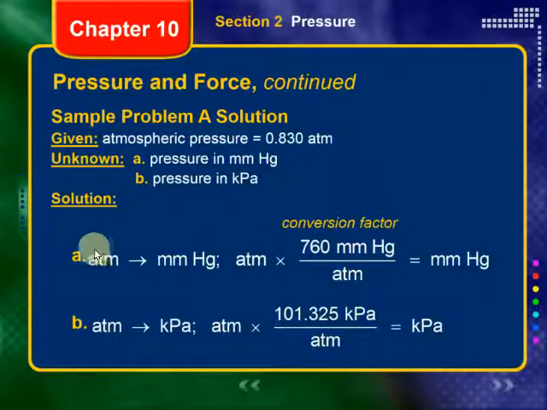So for A, I'm wanting to go from atmospheres to millimeters of mercury. So I've been given atmospheres. I'm going to set up my crosshair. Remember, I'm multiplying here by a fraction that is equal to 1. 1 atmosphere is exactly equal to 760 millimeters of mercury. When I multiply this way, atmospheres will cancel. I'll have millimeters of mercury as my unit. Set up in the same idea, atmospheres multiplied by kilopascals over atmospheres. That way the atmospheres will cancel, and I'll be left with kilopascals.